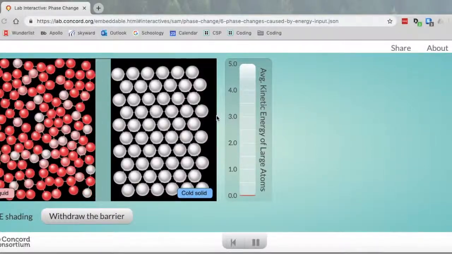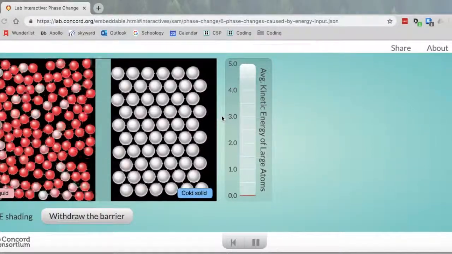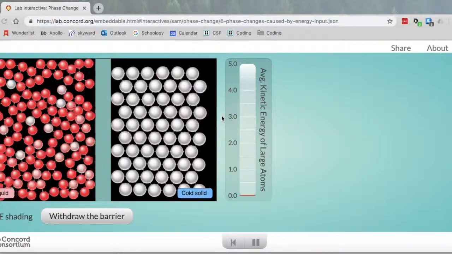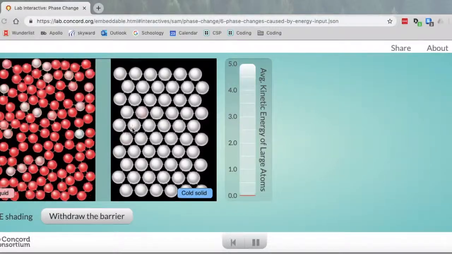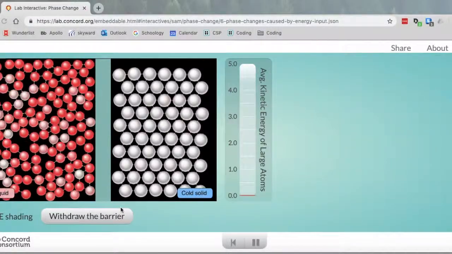In this video, I'm going to talk about phase changes. So in the last video, we talked about solids, liquids, and gases on their own, right? Like what are the particles doing? Here you can see a quick review of that, a different simulation than I had last time.